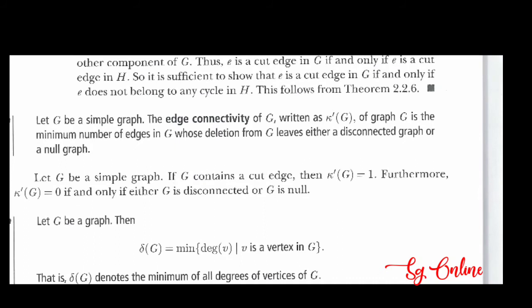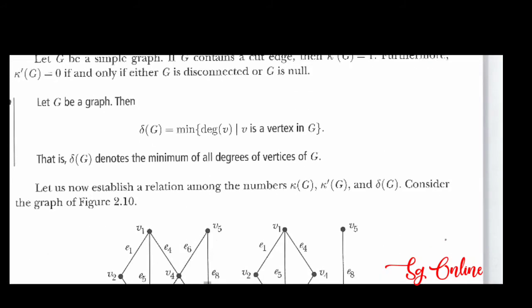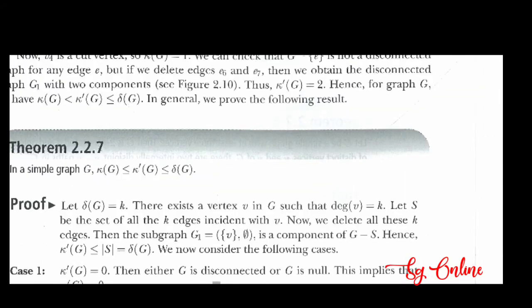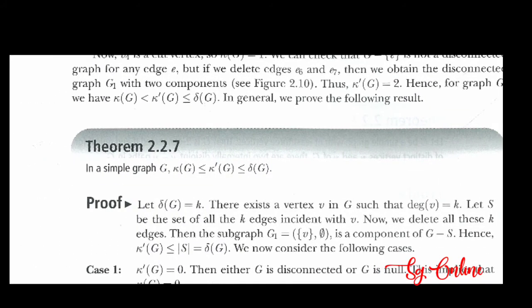Then we came to the concept of edge connectivity, denoted by kappa dash G, and it is defined as the minimum number of edges whose deletion leaves either a disconnected graph or a null graph. And then we made a beautiful relation between the vertex connectivity, edge connectivity, and the minimum degree of the vertices, delta G, in this linear ordering: kappa is less than or equal to kappa dash, which is less than or equal to delta, for any simple graph, where delta G is the minimum degree of the vertices of the graph.